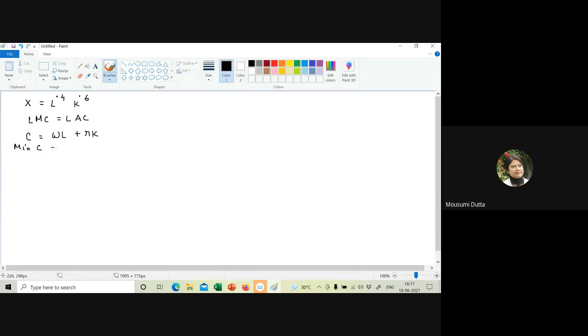First I have to set up this problem: minimize WL plus RK subject to this constraint. Let us call this fixed level of output x naught. Okay, Arit? Yes ma'am. We will consider a Lagrangian expression. It will be WL plus RK, the Lagrange multiplier lambda, and then x naught minus L to the power 0.4 into K to the power 0.6.